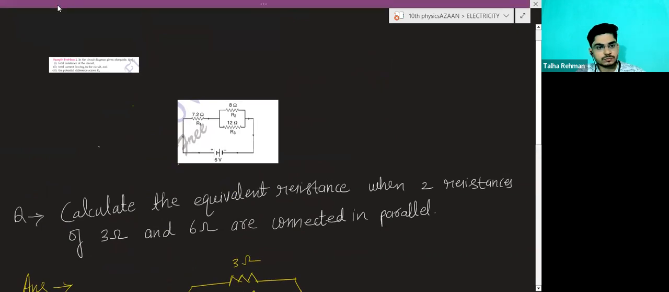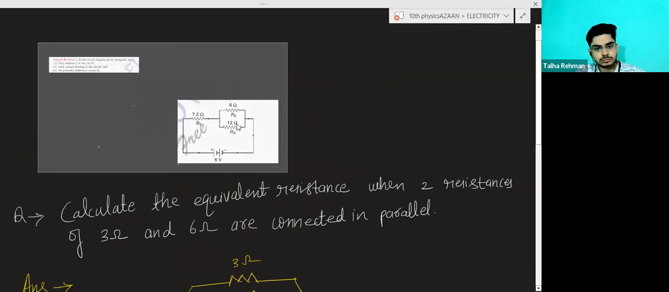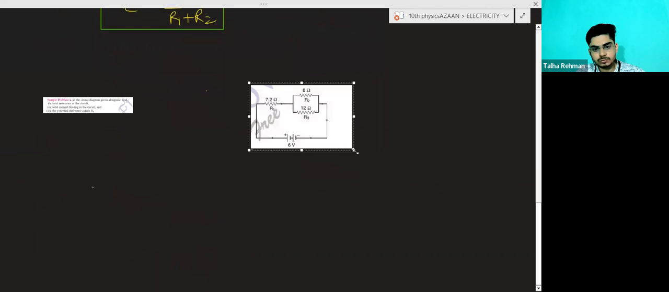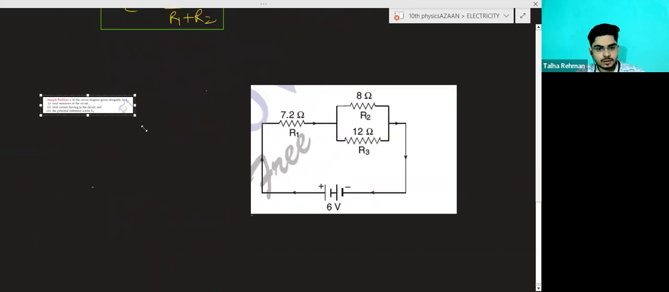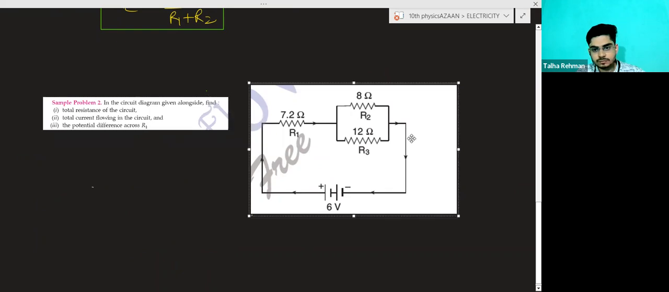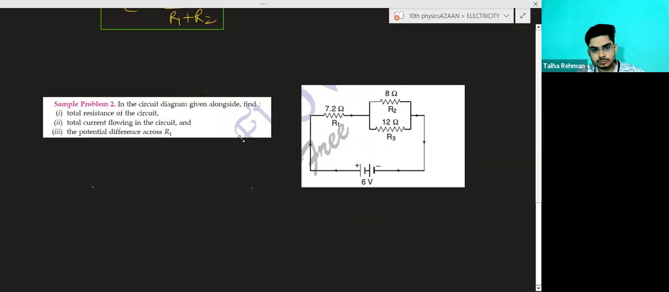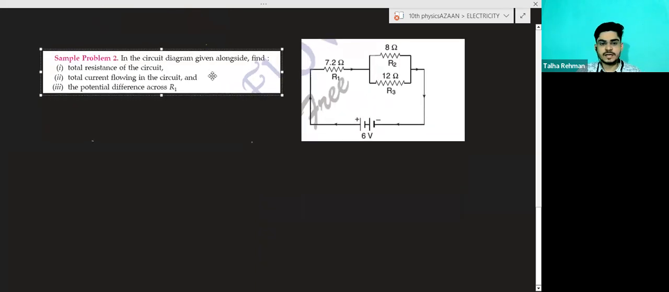Now we'll solve this question. This circuit is given and this question is given. In the circuit diagram given alongside, find the total resistance of the circuit. Second, the total current flowing in the circuit. Third, the potential difference across R1.